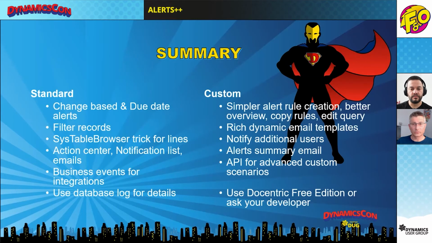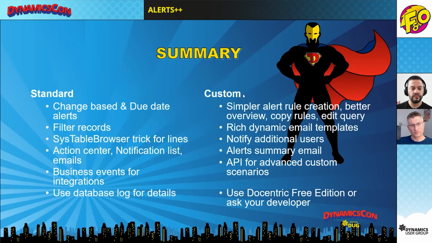So let's summarize what we have seen. We have seen change-based alerts and due-date-based alerts. We have seen how to filter records and apply the alert on a filtered data set. We have seen sys-table tricks for lines and subgrids, Action Center, notification list, the legacy form, the standard emails. We have seen business events for integration. And when you need to know more about the changes, check the database log for the details.